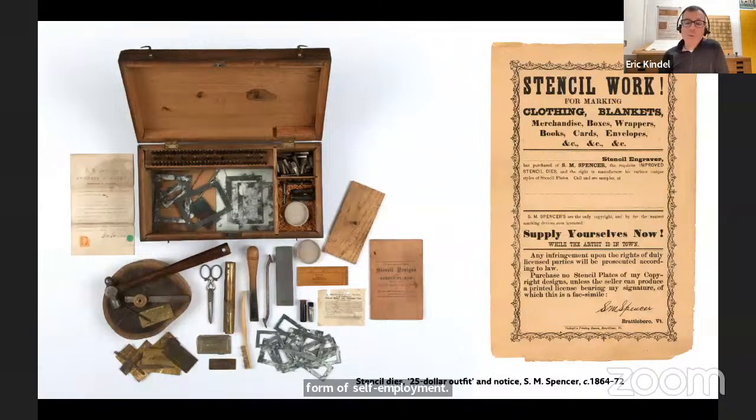Such dies were sold in outfits like this one, along with other necessary tools and materials, plus a license, an order book, and copies of the notice you see on the right, which could be posted anywhere a canvassing stencil cutter might seek out customers.